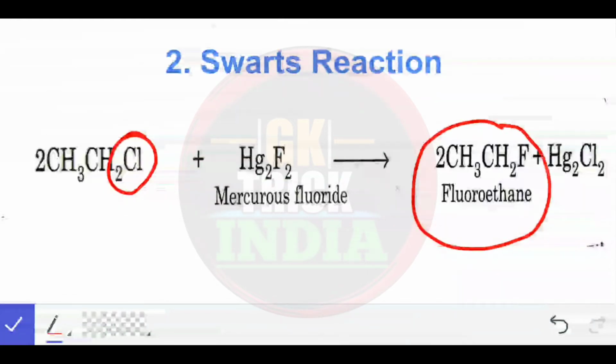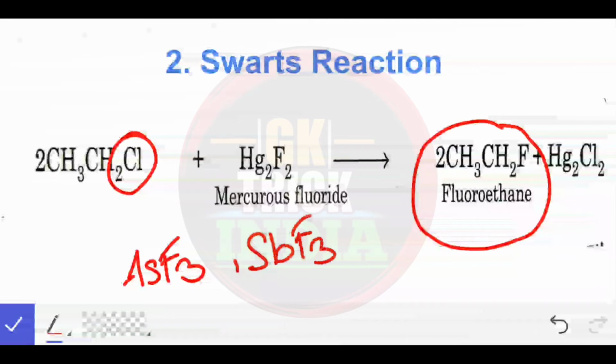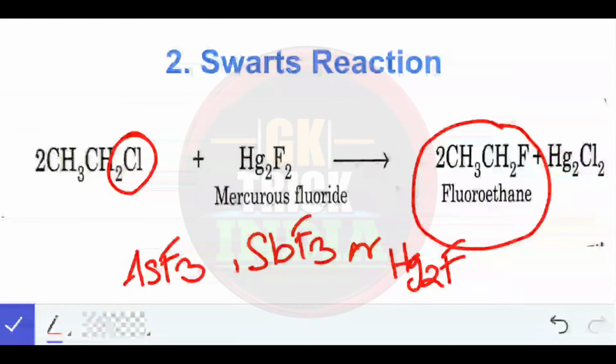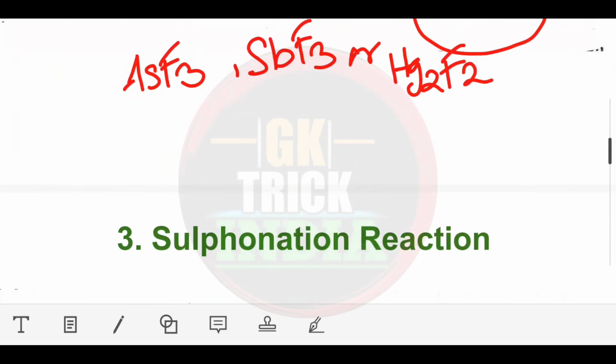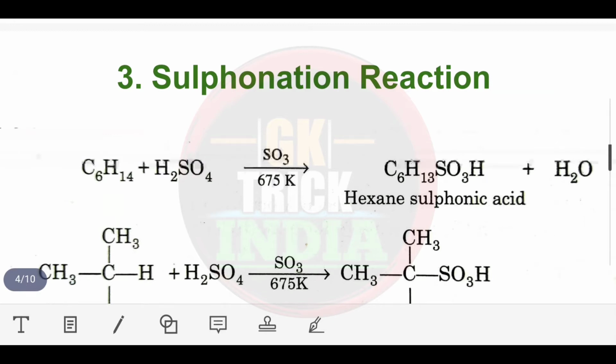Also, other reagents that are popular for this kind of reaction are AsF3, arsenic trifluoride, SbF3, or Hg2F2. Generally, preparation of fluoroalkenes is difficult as they are very reactive, but these kinds of techniques help produce them at an even rate. Going on next, we have the very popular sulphonation reaction.